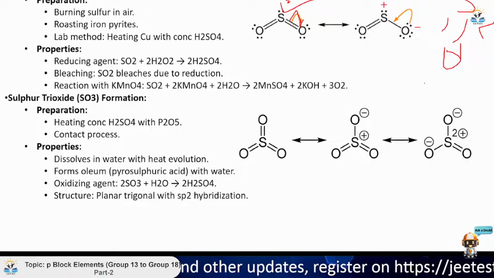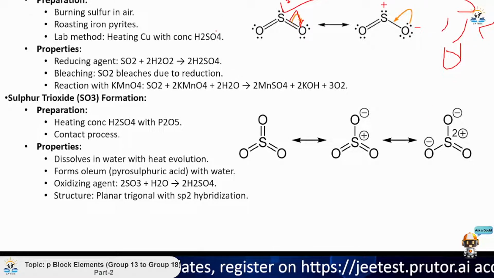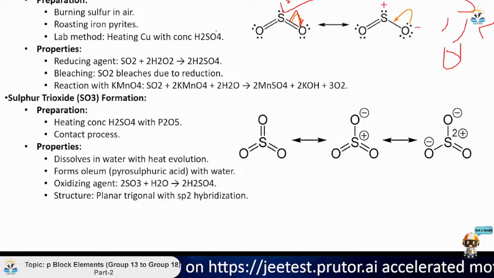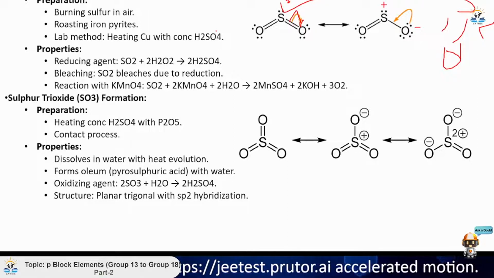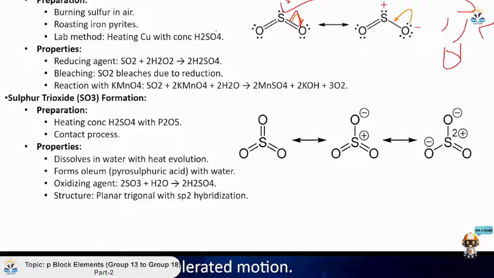So I'll just again remind you that I'm giving a very brief overview of a lot of things that are happening over here, right? And please go through the NCERT once also. This is just to highlight the important topics in inorganic chemistry. And yeah, keeping that in mind, let's look at sulfur trioxide formation.